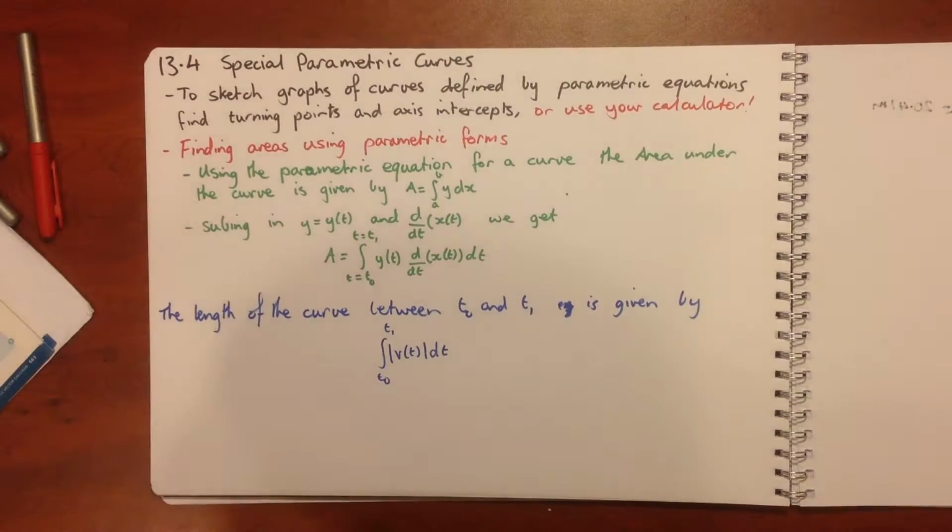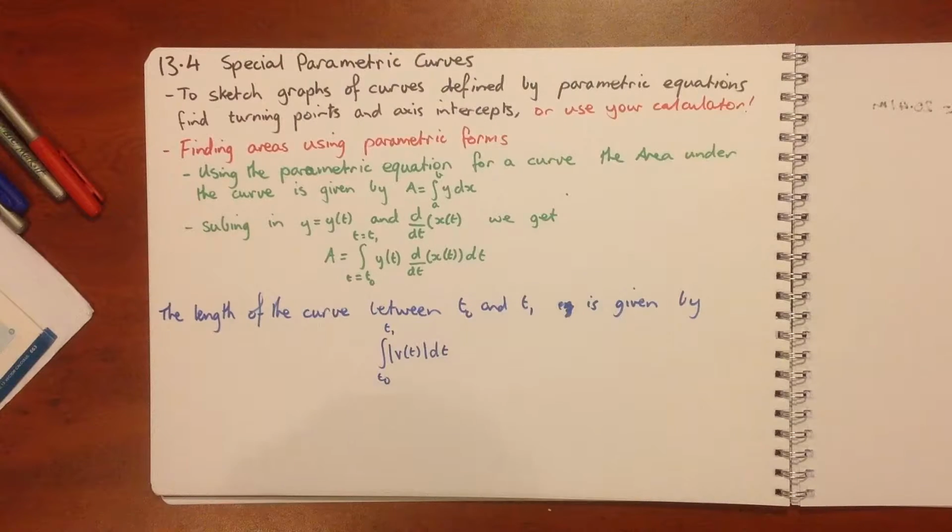Hey, in this tutorial we're looking at section 13.4, which is on special parametric curves. To sketch graphs of curves defined by parametric equations, we find turning points and axis intercepts. Or we can just use our calculator, which is always going to be the option that we'll go for when we can. Okay, so finding areas using parametric forms.